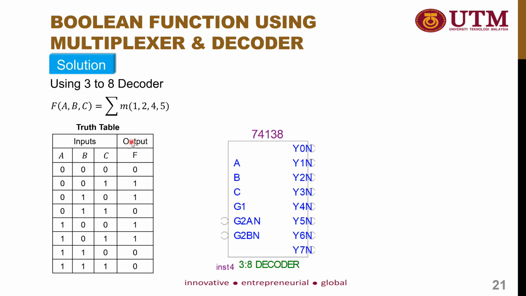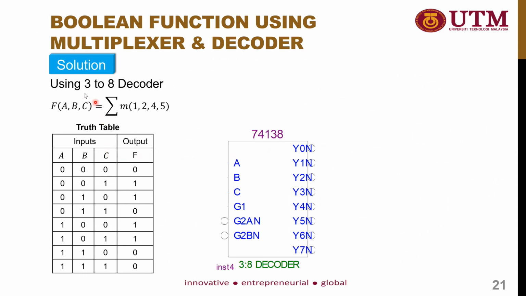For the 3 to 8 decoder, the function of the decoder is to detect the specific pattern of the input, and it will be indicated by the output activation. For example, when input A is equal to 0, B is equal to 0, and C is equal to 0, the output Y0N will be activated by giving 0 to the output.